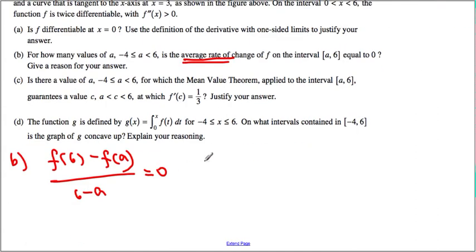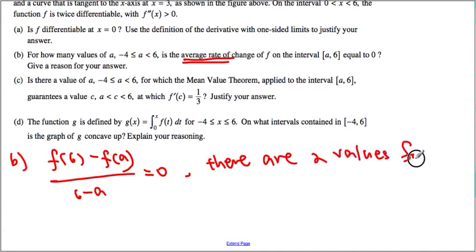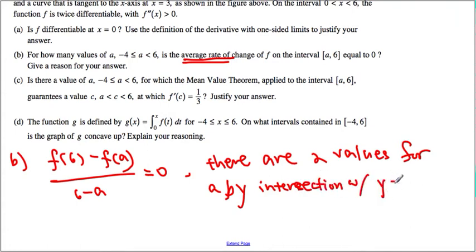So therefore, there are 2 values for A, as you can see, by the intersection with y equals 1. Alright, let's look at part C.